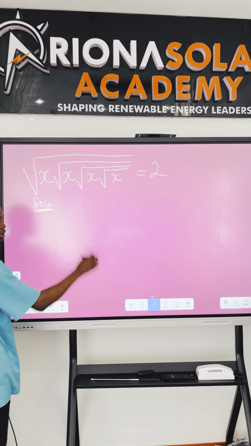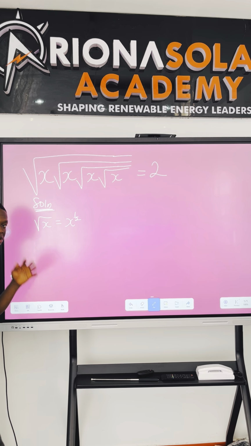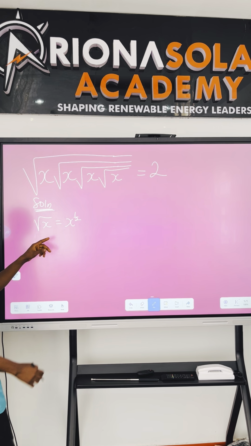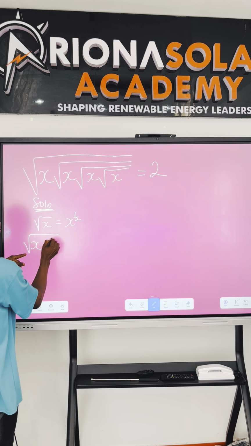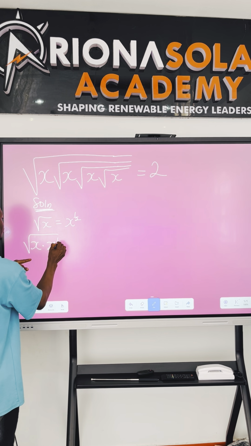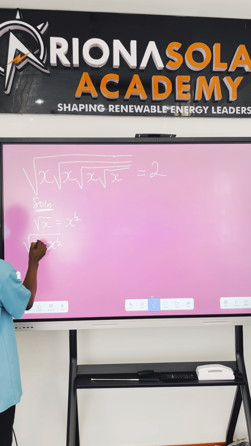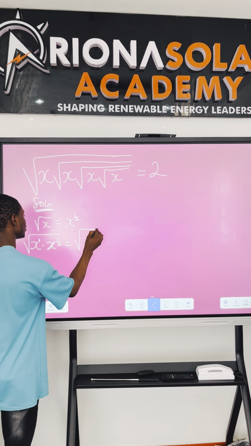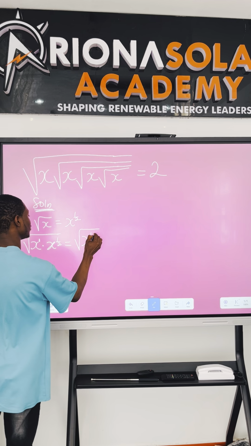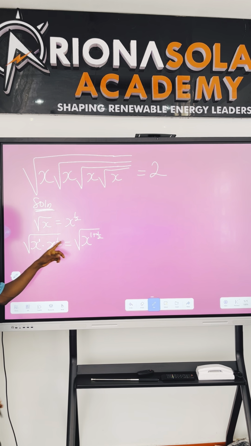First of all, start with this square root of x. Resolving this square root of x is x to the power of 1 over 2, according to a law in indices. So we have resolved this. We are now having square root of x times this. Remember, this thing is power 1. So we're going to be having square root of x to the power of 1 plus 1 over 2, according to the product law in indices.